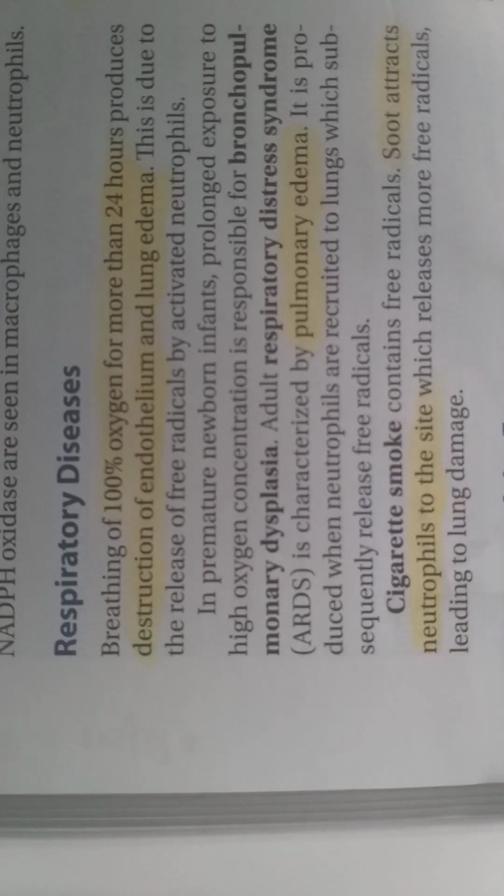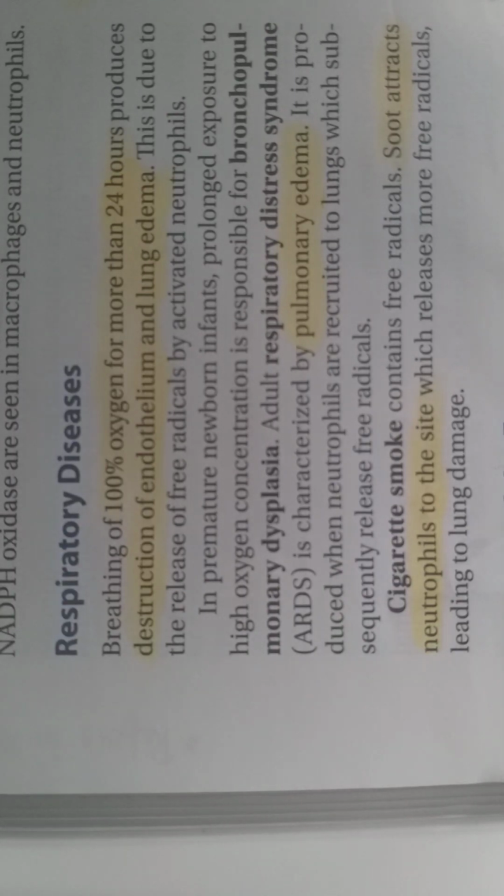Respiratory diseases. Breathing of 100% oxygen for more than 24 hours produces destruction of endothelium and lung edema. This is due to the release of free radicals by activated neutrophils. Here I would like to explain one more thing that we have seen in a previous video: in the case of respiratory burst, that is when there is pathogenesis, there will be increased consumption of oxygen, and all these oxygen molecules would be finally converted to the superoxide anion radical, which will be further converted to hydrogen peroxide and finally converted to hypochlorous acid.